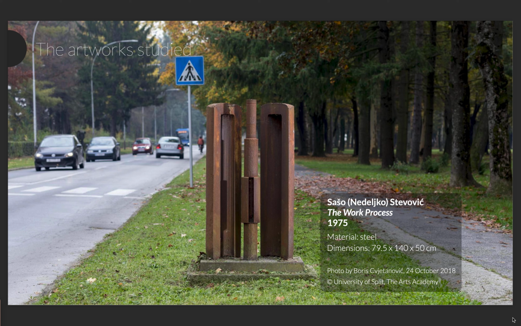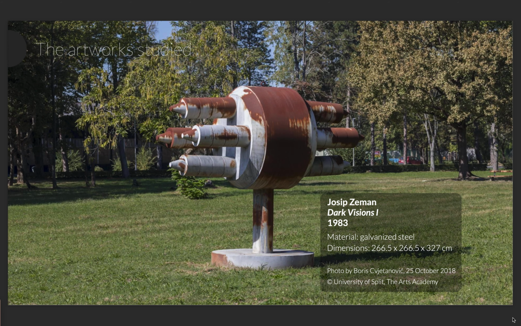The first sculpture I selected was The Work Process by Saša Stevović. The sculpture is made of steel. It rests on a low cement plinth and is sited near a road that connects the former Sisak Steelworks and the nearby housing estate. The second sculpture was Dark Visions 1 by Josip Zeman. This sculpture is made of galvanized steel and is installed in the middle of the park that separates the factory from the housing estate. It lies directly on the ground.